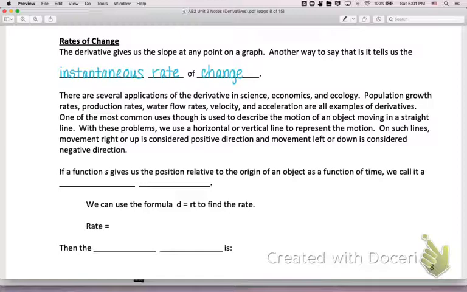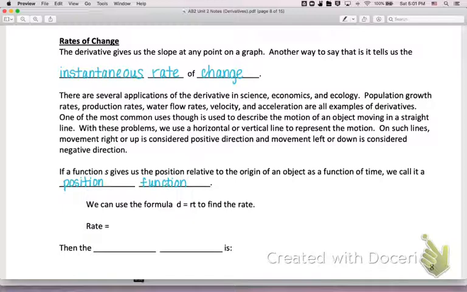One of the common uses is to describe the motion of an object moving in a straight line. With these problems, we'll use a horizontal or a vertical line to represent the motion. So movement to the right would be positive, to the left would be negative, movement up would be positive, movement down would be negative. If a function gives us the position relative to the origin of an object as a function of time, then we call it a position function.